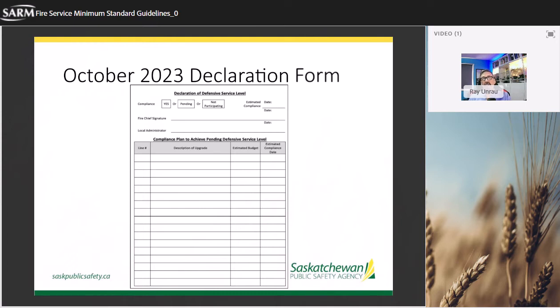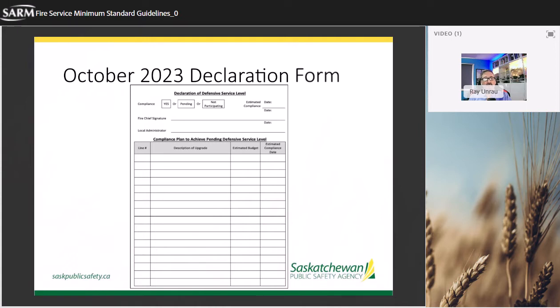So what we're going to ask you to do when you submit your declaration form in October is cross-reference the assessment sheets that you've been using. Each assessment checklist has a line number. So for instance, let's say on this declaration form you're declaring a defensive level. The very top is a defensive level service. So we would assume that you're using the defensive level checklists.